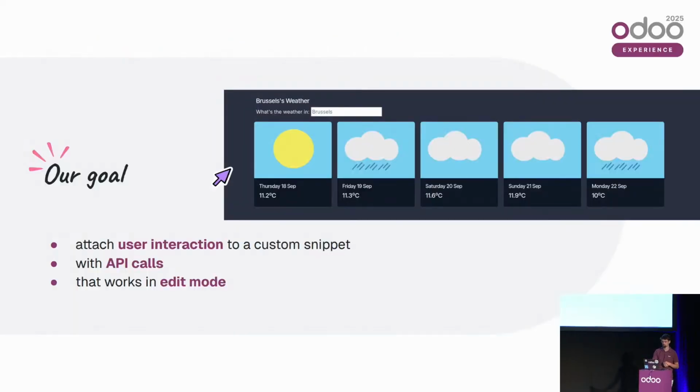Now, my goal here today is to demonstrate how you can write your interaction for a very basic snippet. A snippet, if you're not accustomed to the website builder, is a block of code that you can drop onto your website page. We will have user interaction. Here it's a weather snippet, so you want to have an input where you can change the city to display the weather of another city. That's user interaction. We have API calls, so that I can show you how to handle asynchronous code within your interaction. And it works in edit mode, which is very specific to the website builder. But yeah, I'll show you how.